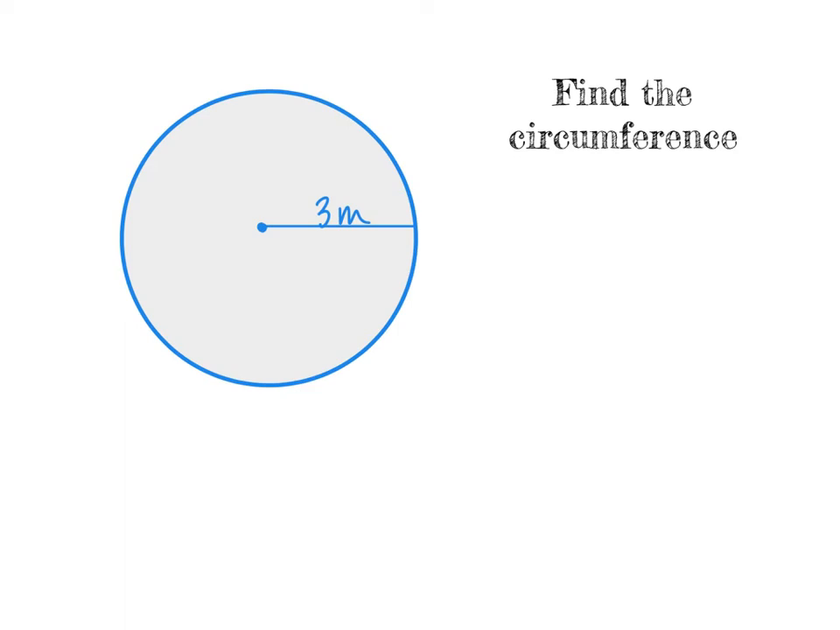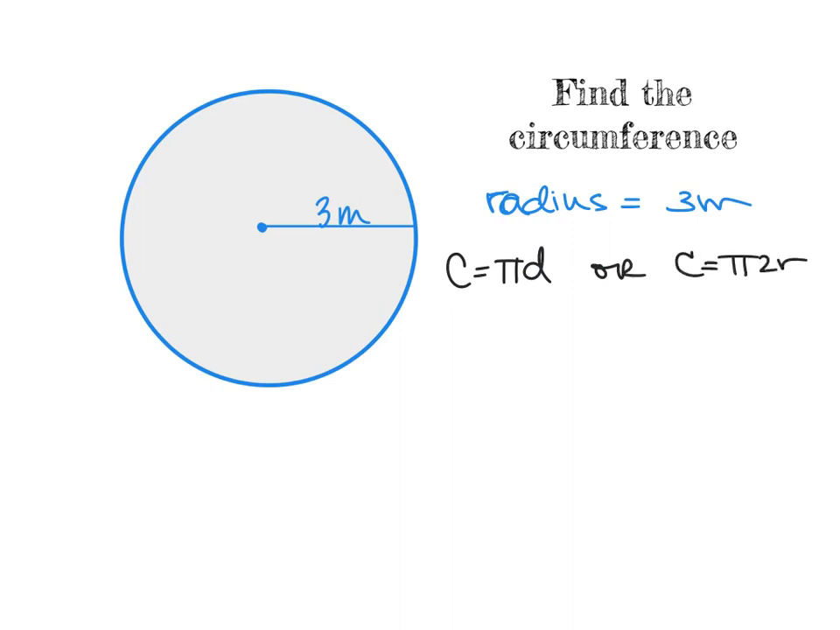Okay, let's get started. This question asks us to find the circumference. What do we know about this circle? Well, I know that the circle has a radius that is equal to 3 meters. So let's refresh our memory. Circumference is equal to pi times diameter, or circumference is equal to pi times 2 radii.